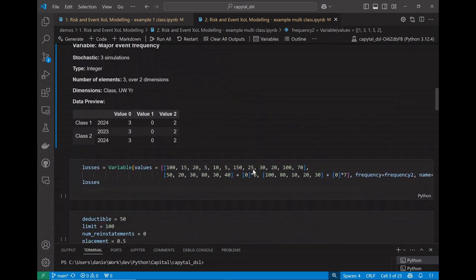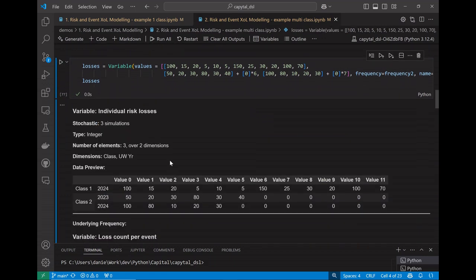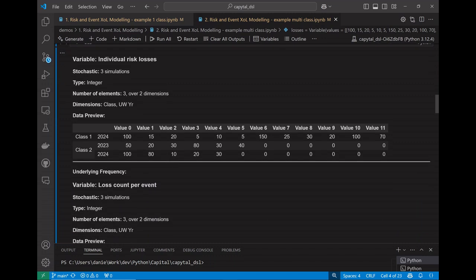And finally, we have to extend the actual loss severity amounts that we're modelling. So in this example, we've kept the previous example's loss profile for the first class, and we've just put in some additional losses for the 6 risk loss amounts that are generated for this 2023 underwriting year for class 2, and there's 5 risk loss amounts that are generated for 2024.